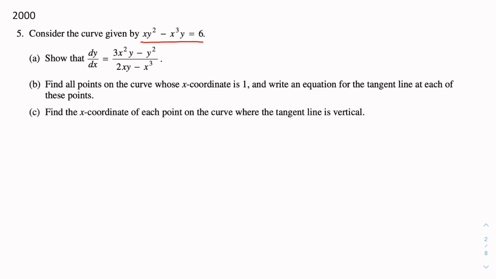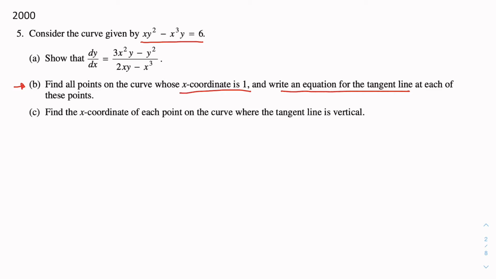Okay, for the second part, for part B, find all points on the curve whose x-coordinate is 1. Then write an equation. So this is like a two-part question. First, we'll find all the points whose x-coordinate is 1, and then write an equation for the tangent line at each of those points. So first things first, let's find all the points whose x-coordinate is 1.